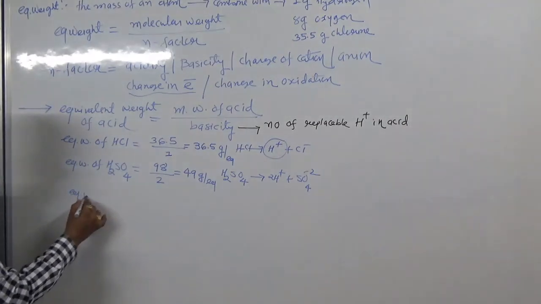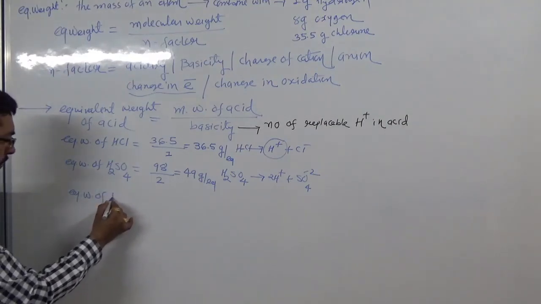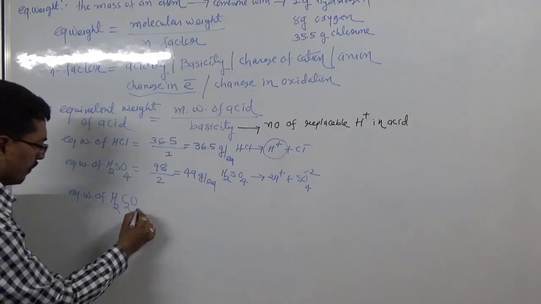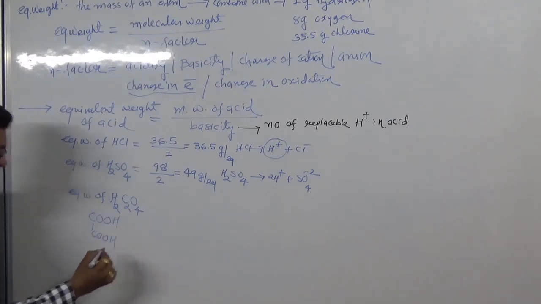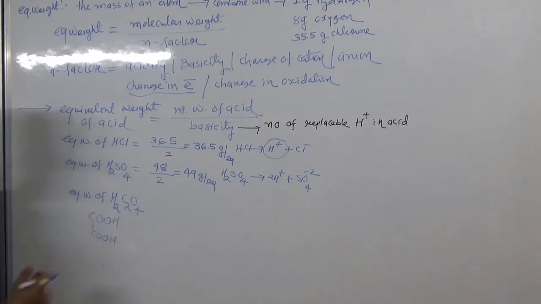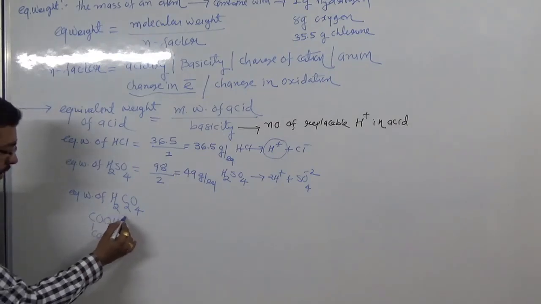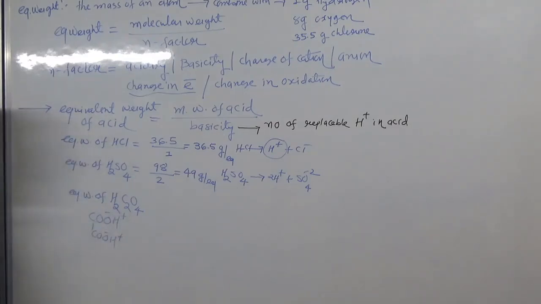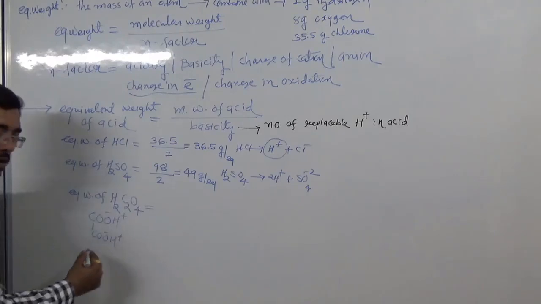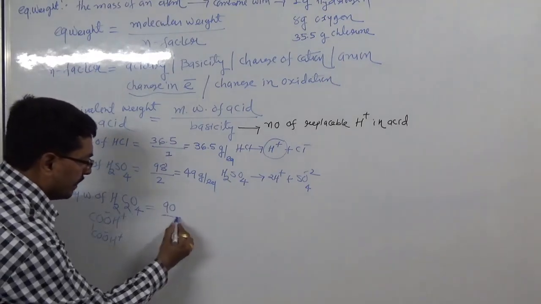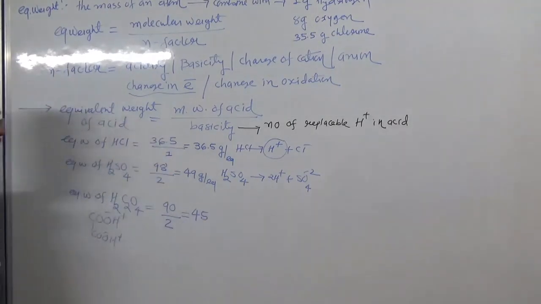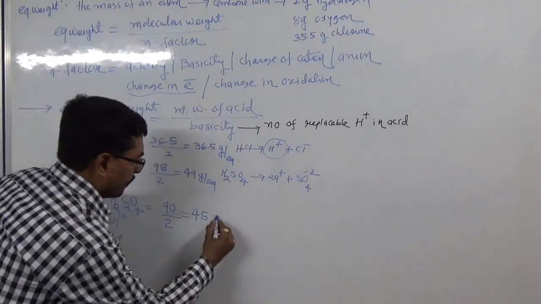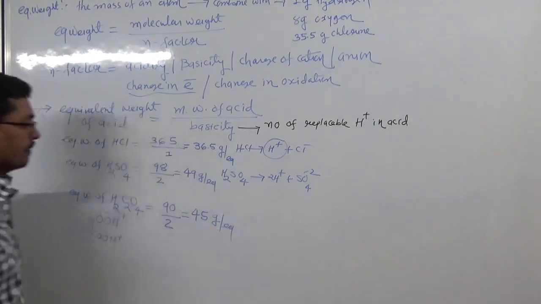Suppose I take oxalic acid. The formula of oxalic acid is H2C2O4. Oxalic acid has 2 carboxyl groups, COOH. Due to these 2 carboxyl groups, it has 2 replaceable H plus ions, and oxygen will get a negative charge. The molecular weight of oxalic acid is 90. So 90 divided by 2 gives the equivalent weight of oxalic acid as 45. In this way you can find the equivalent weight of different types of compounds.